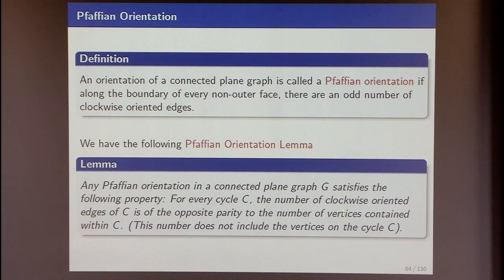So now we'll prove this lemma. It says that whenever I give you a Pfaffian orientation, if you now look at every cycle, the cycle could bound a face or could bound several faces. Internally there are other faces. Okay, it's just a cycle. Then you look around this cycle, the number of clockwise oriented edges is of the opposite parity of the number of vertices inside.